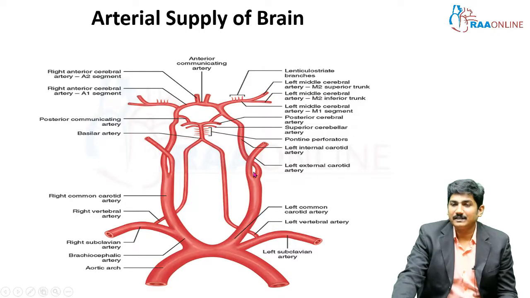It goes up, differentiating into the left internal carotid and left external carotid. And the internal carotid artery bilaterally enters the brain. Okay, can you see this? This part is the circulatory system of the brain.